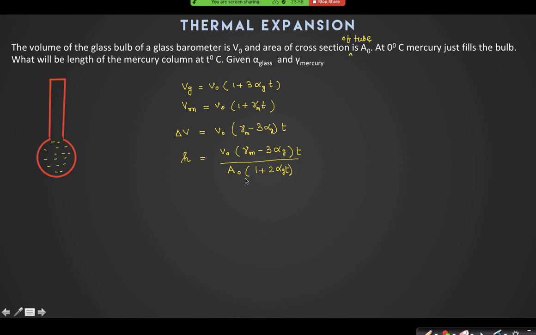But it should be the area of the glass, not that of the mercury, means it is hollow, no? Yes, the hollow will also increase in a similar way. Okay, sir.